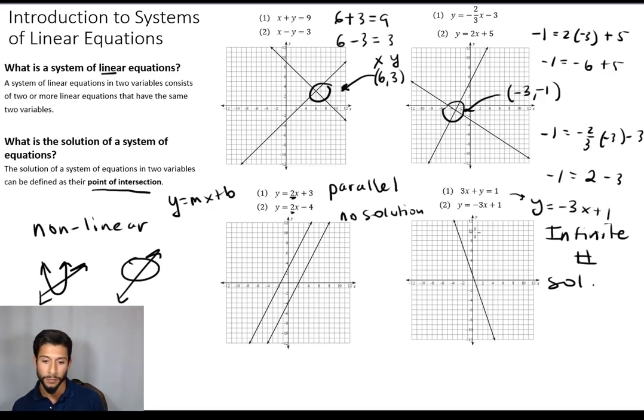They're the same. So recap: a system of linear equations is many equations that are straight lines. The solution to a system of linear equations, or to a system of equations in general, is the point of intersection. If they don't intersect, no solution. If they always intersect, infinite solutions. And that's basically all you got to know for the introduction.